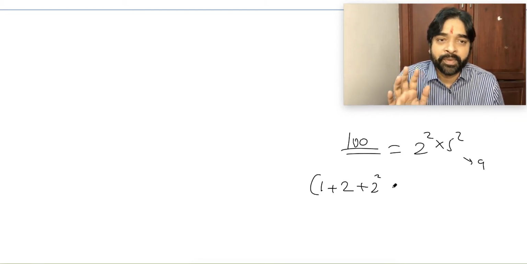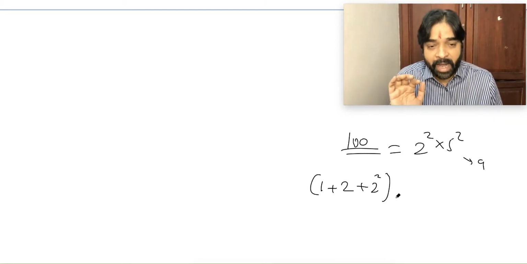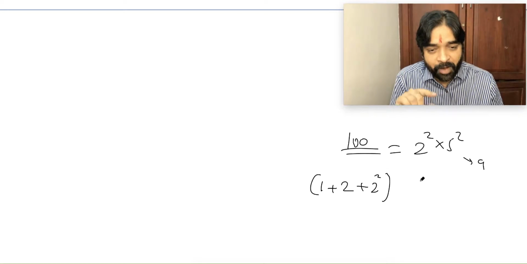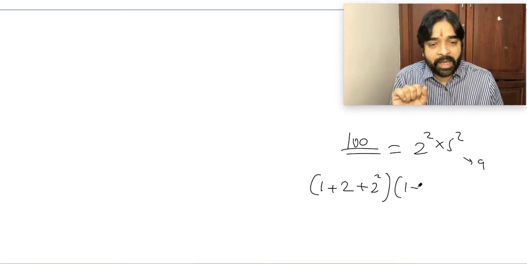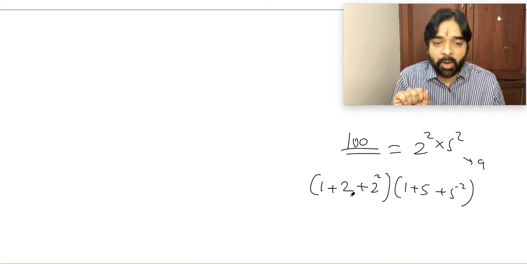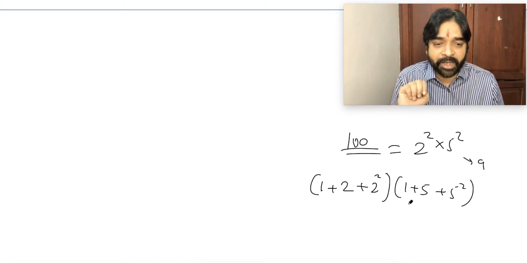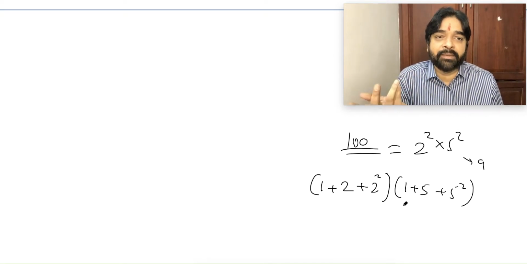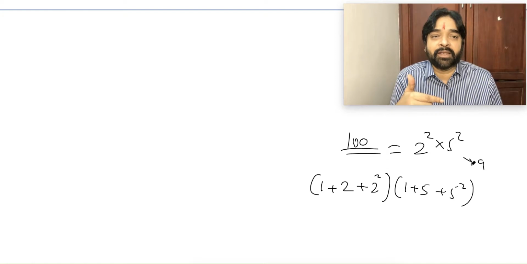Yes or no? And what from 5 can happen? 1 can happen, 5 can happen, 5 square can happen. How many terms here? 3 terms. Here how many terms? 3 terms. Total 9 terms, 3 into 3, 9 terms. That's why 9 factors are coming.